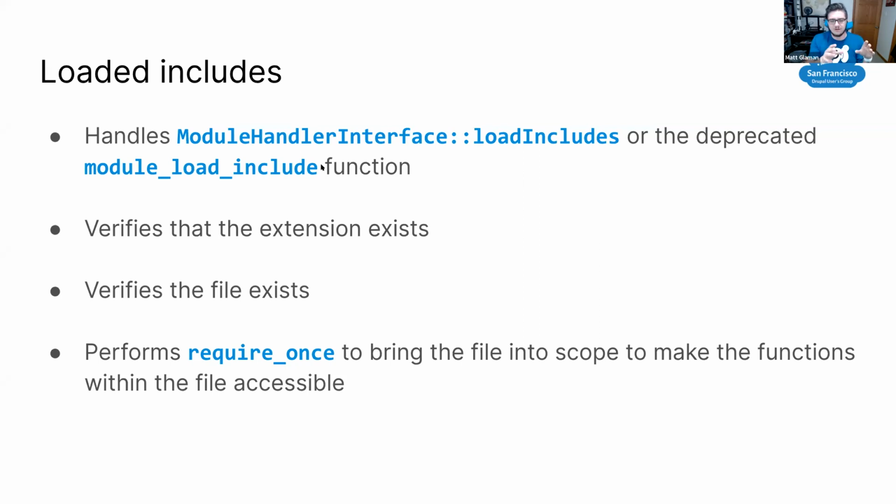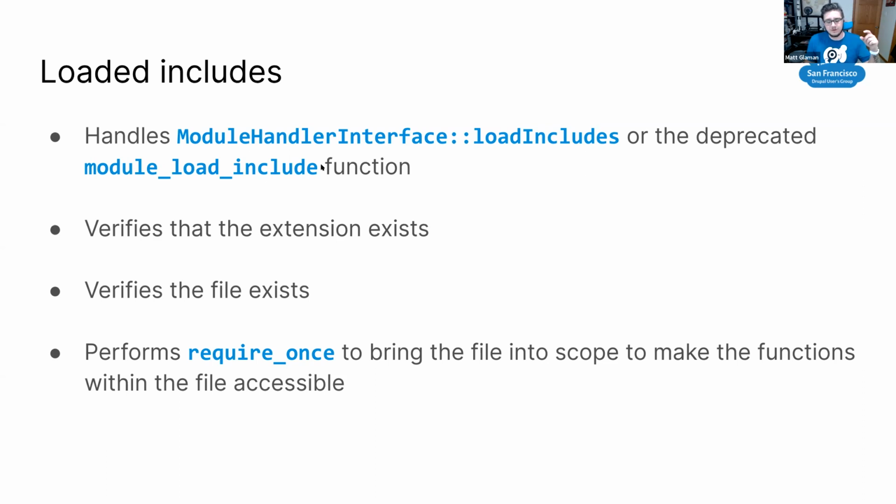Because loadInclude takes the extension name, file name, and something else. So if the module doesn't exist, it throws an error, and then verifies that the file exists too. That way, if you do a load include, it tells you if you've grabbed something wrong, and runs a require_once to bring that file into scope and its functions available for inspection.